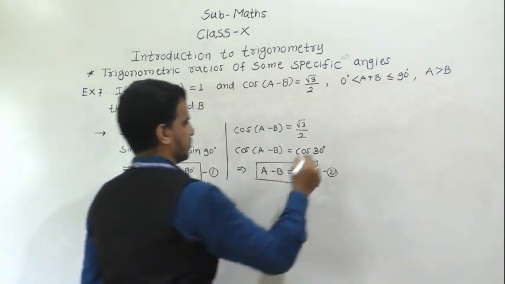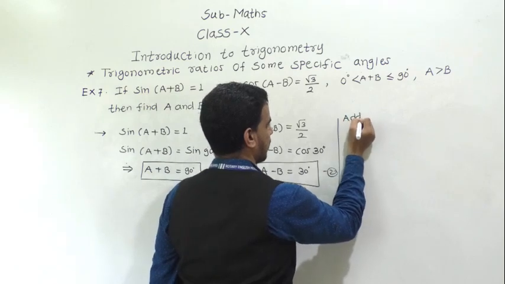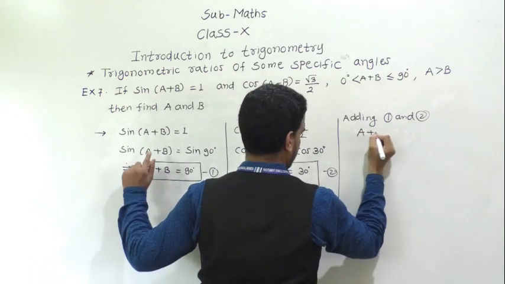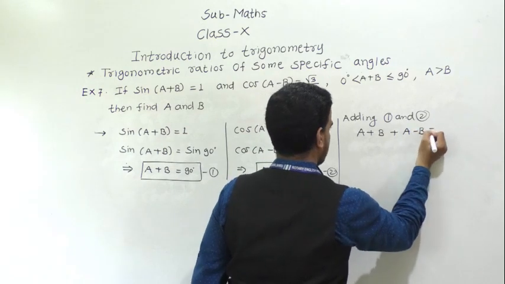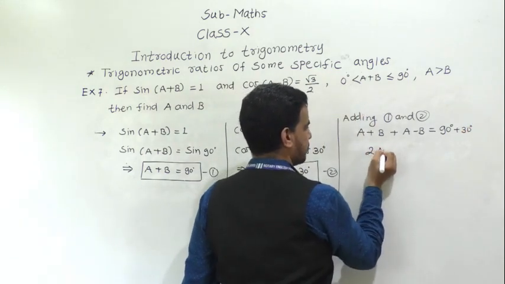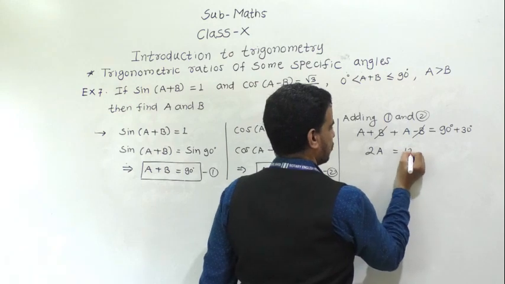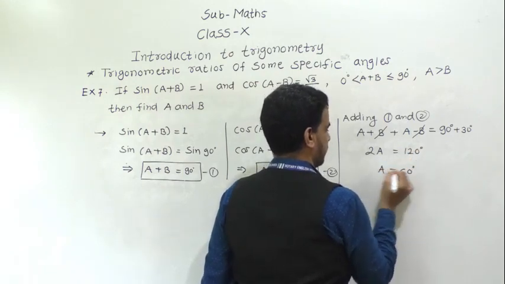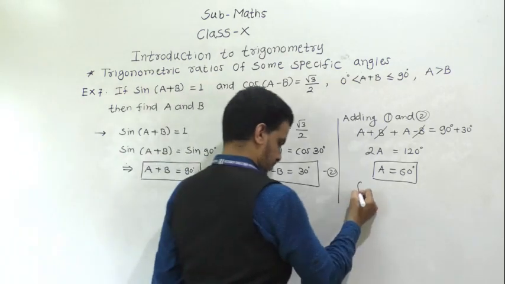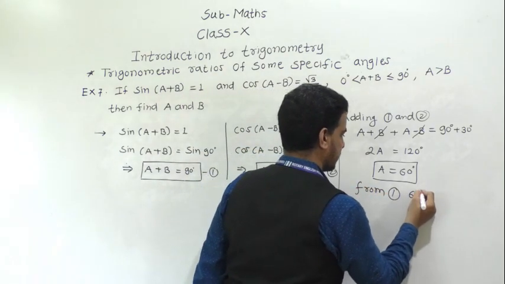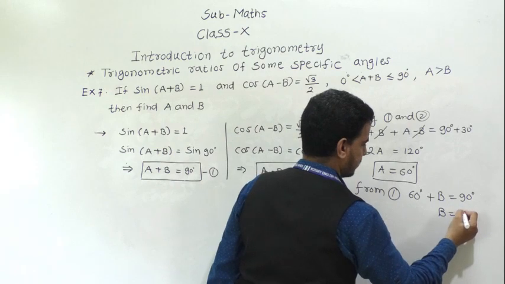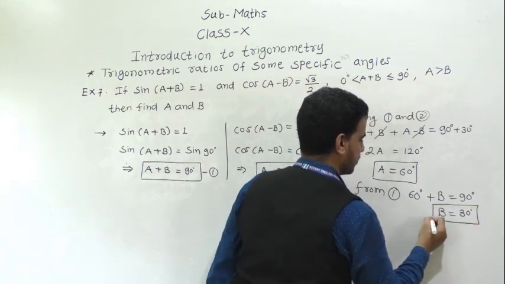So if we add these two equations, adding 1 and 2, a plus b plus a minus b is equal to 90 plus 30 degrees. So 2a, the b will get cancelled, is equal to 120 degrees. So a is equal to 60 degrees. Now if a is equal to 60 degrees, we put this value in equation 1: 60 degrees plus b is equal to 90 degrees. So b is equal to 90 degrees minus 60 degrees, that is 30 degrees. So the value of b is 30 degrees.